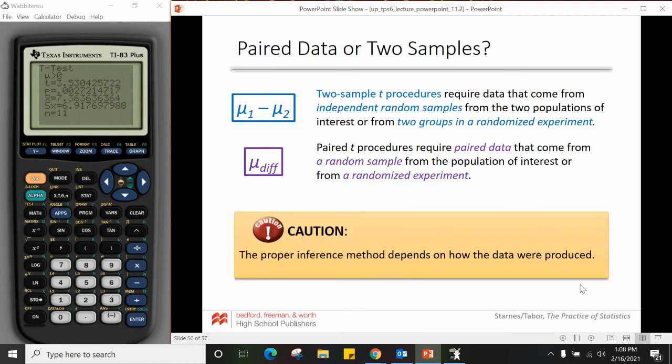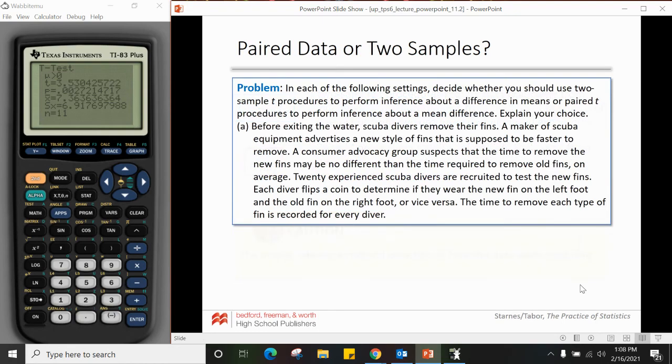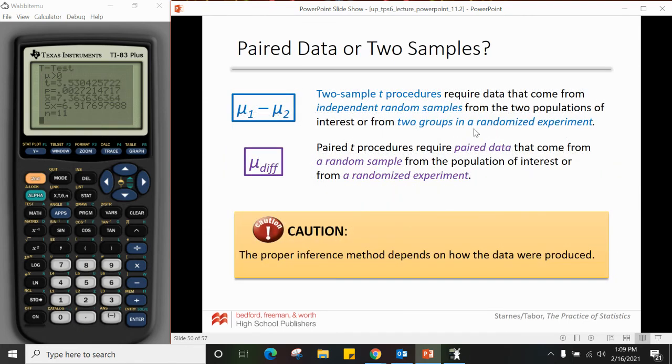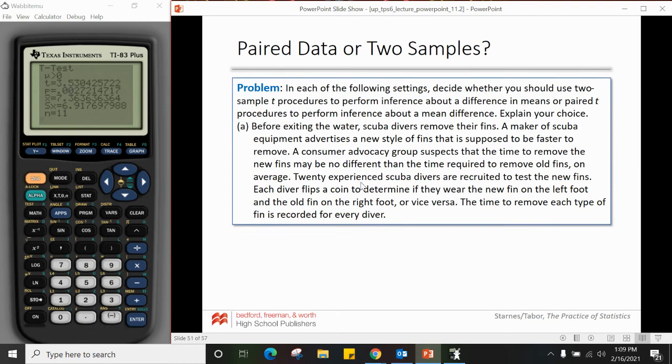And so the proper inference method does depend on how the data were produced. Here it's two groups in a randomized experiment. This is just a randomized experiment for that one group also. So here's an example.